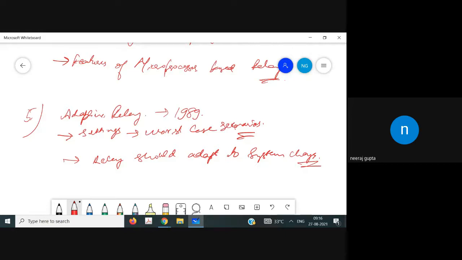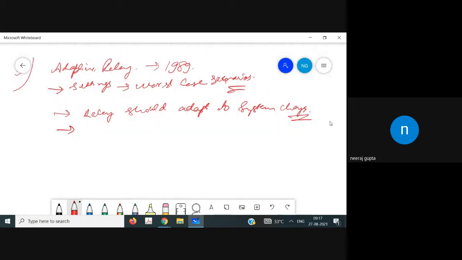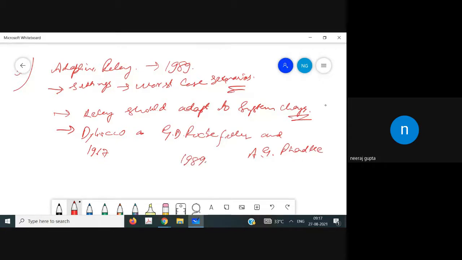The idea of modifying the relay settings was proposed by a researcher named Ko in 1967, and later in 1989 it was presented by G.D. Rockefeller and A.G. Phadke. So this idea was presented in 1989.